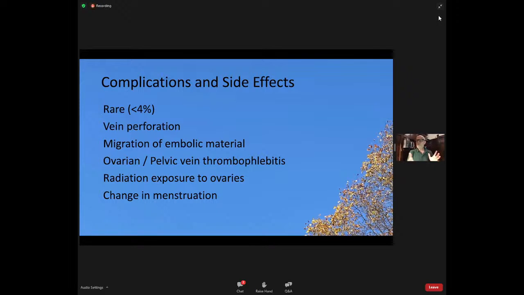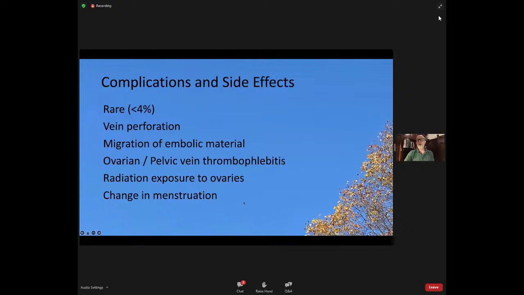Complications also very rare if you're careful. Vein perforation, again, usually not a significant issue. Migration of embolic material, I think that's more of a worry with coils than it is with sclerotherapy. Ovarian and pelvic vein thrombophlebitis, really important to tell your patients about this. About 5% of them get an increase in pain. It's very disappointing for them, but again, it runs a classical course of 1 to 2 weeks and responds to simple analgesia. Radiation exposure to ovaries, I think we need to be careful or aware of that in young patients.